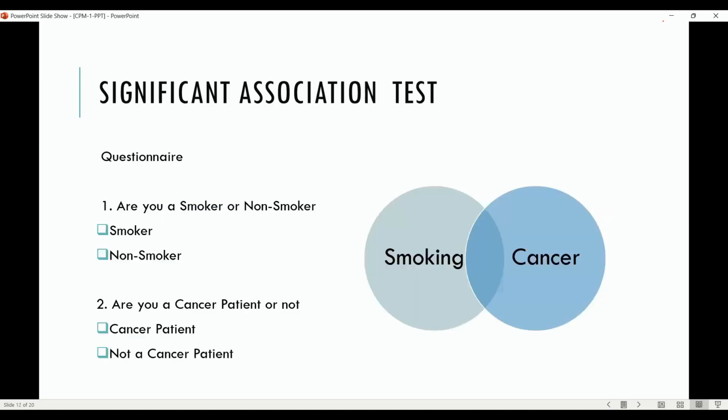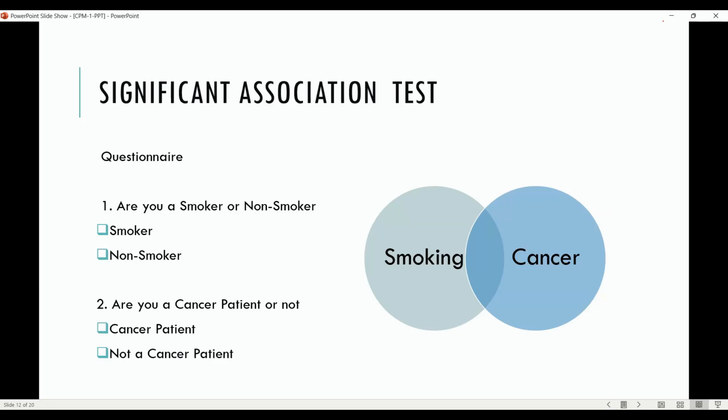Say, for example, let me give you an example. Say you are going to a cancer institute and you have framed just two questions. The first question is, are you a smoker or a non-smoker? The second is, are you a cancer patient or a non-cancer patient? So these are the two questions. Both are categorical data, right?